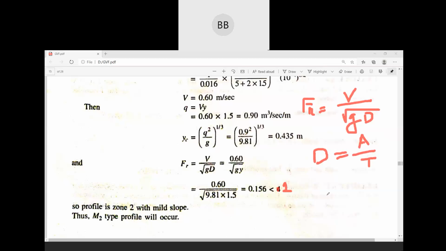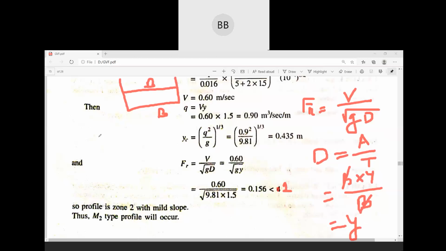As we know, the area of a rectangular channel is B into Y, and the top width of a rectangular channel is B. For a rectangular channel, your bottom width and top width will be the same. So in place of top width you can write B, and this will be cancelled out, and it will be Y.